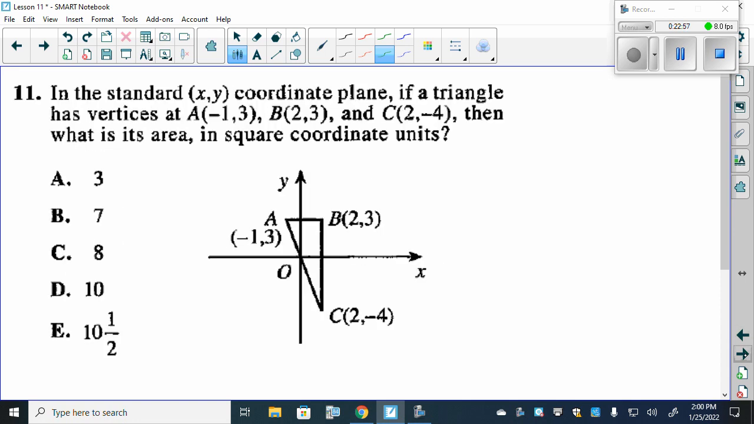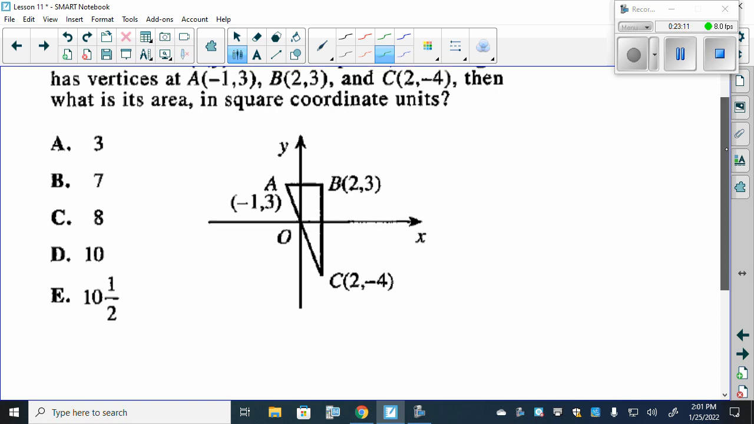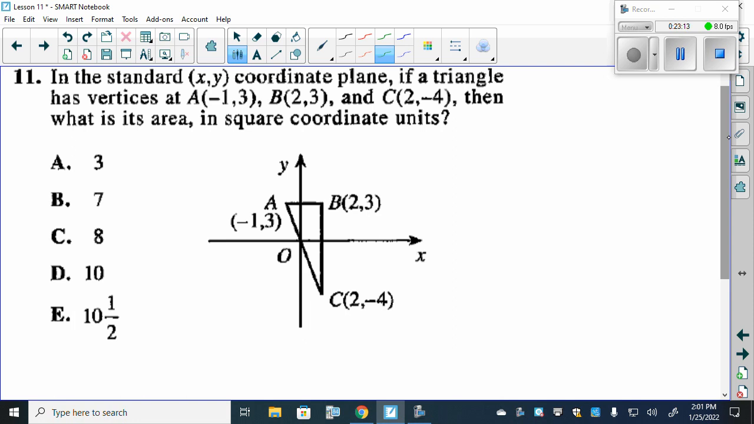See here. And number 11, in the standard XY coordinate plane, if a triangle has vertices (-1, 3), (2, 3), and (2, -4), then what is its area in square coordinate units? Now, square coordinate units. Did they actually provide us with any units anywhere in this? No. So actually just square coordinate units, because we're in a coordinate plane and we're talking about just units, and because it's area, they have to be square. So that really means nothing to us. It's just talking about, hey, we were actually talking about area.